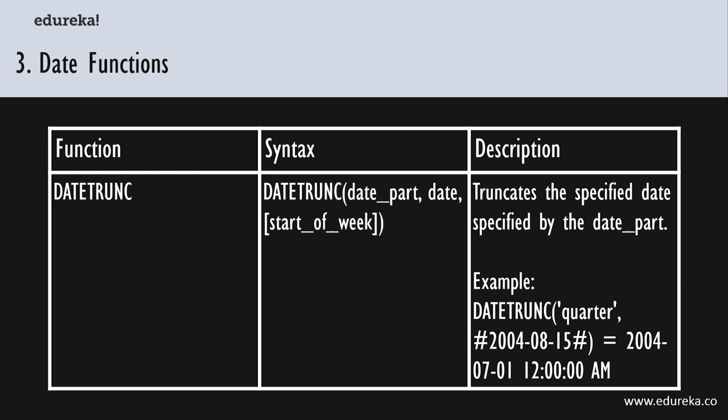Now, as a lot of you might have guessed, this basically truncates the specified date to the accuracy specified by the date part. So basically, this function returns a new date. For example, when you truncate a date that is in the middle of the month at the month level, this function will return the first day of the month. Again, this has the start of the week parameter, which you can use to specify which day is considered to be the first day of the week, so on and so forth.